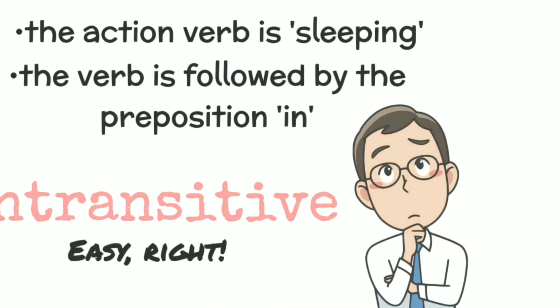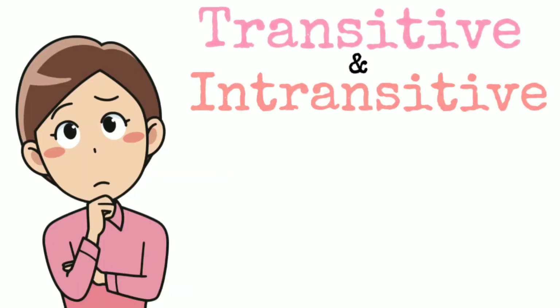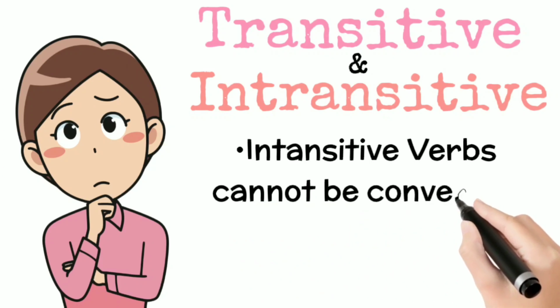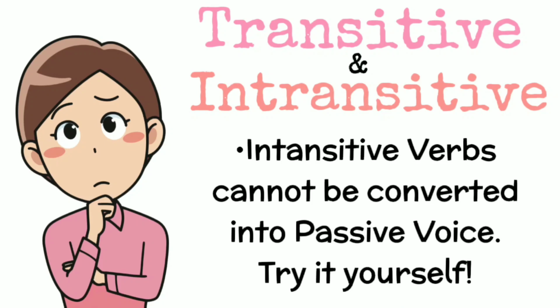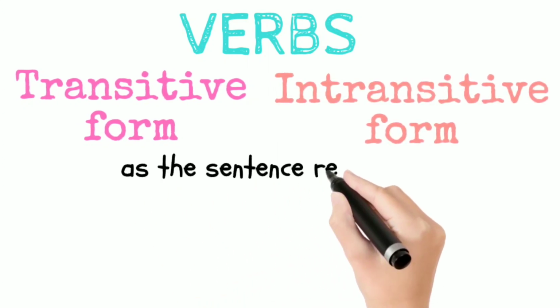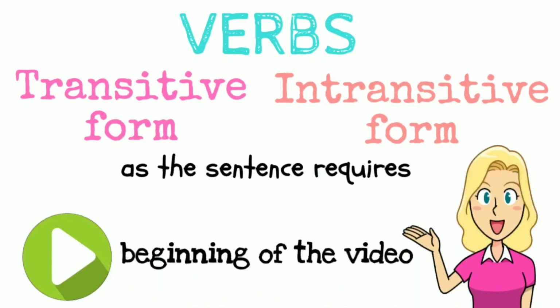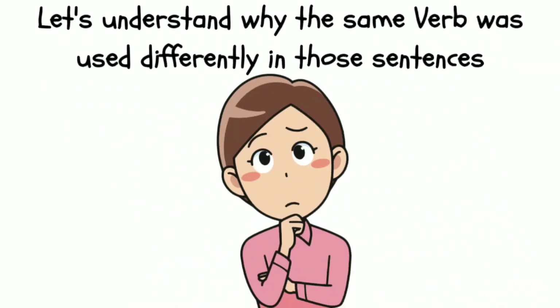Easy, right? Now, why should you know about these transitive and intransitive verbs? Well, because intransitive verbs cannot be converted into passive voice. Try it yourself. Now, sometimes a few verbs could take either a transitive form or an intransitive form, as a sentence requires. I gave you an example of such a sentence in the beginning of the video. Let's understand why the same verb was used differently in those sentences.